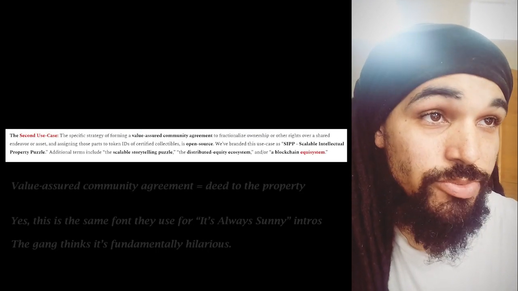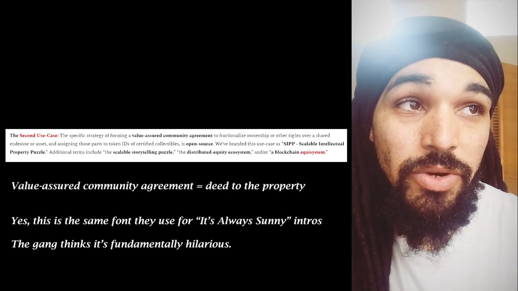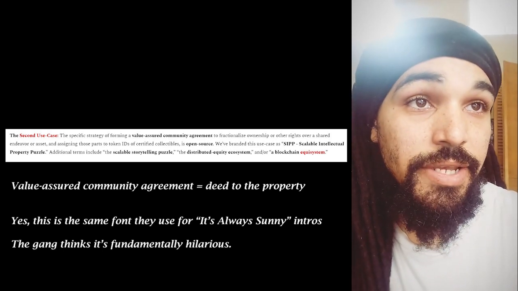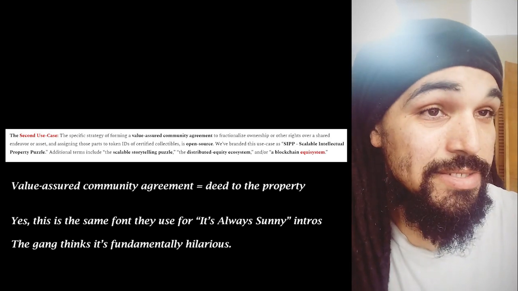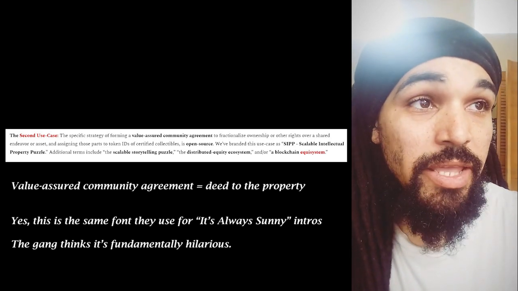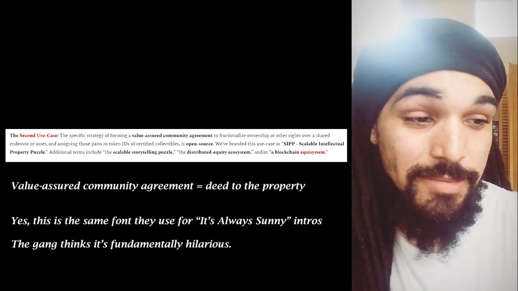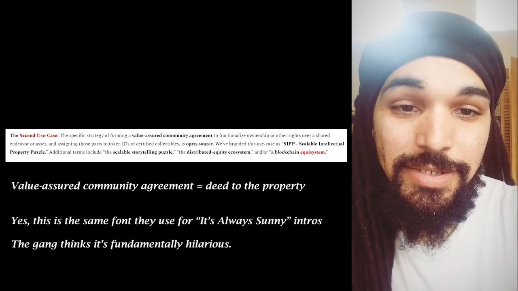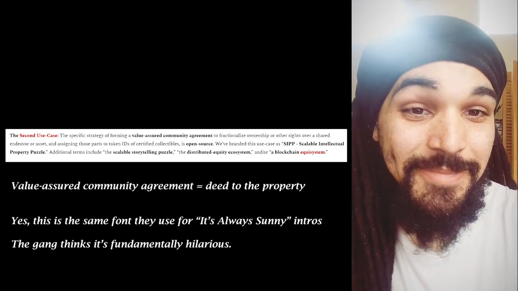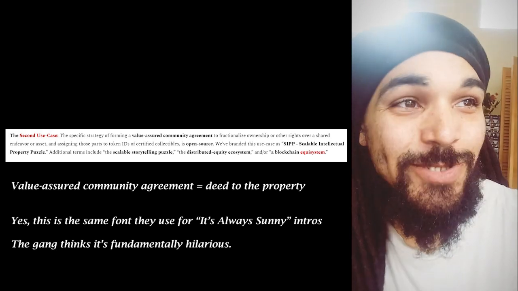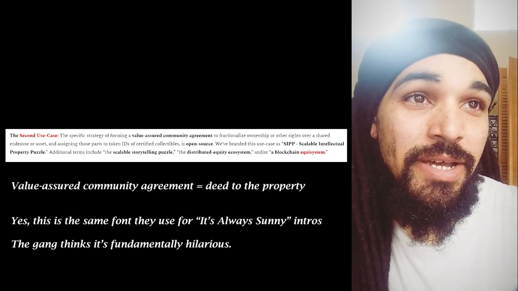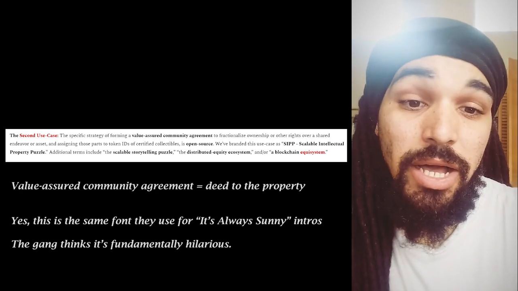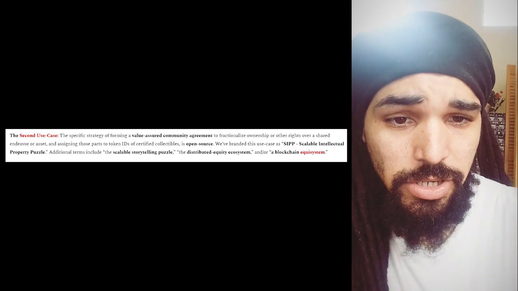The second use case is the specific strategy of forming a value-assured community agreement to fractionalize that ownership or other rights to a shared endeavor or asset and assign those parts to token IDs of certified collectibles on the blockchain, and that's open source. So you write a deed that declares the asset as a puzzle, and then you assign equal portions of ownership to the token IDs that you create for the puzzle pieces. Pretty cool, huh? We branded this use case as the Scalable Intellectual Property Puzzle. Additional terms include the scalable storytelling puzzle, the distributed equity ecosystem, and or a blockchain ecosystem, all of which are trademarks for our collective's use.